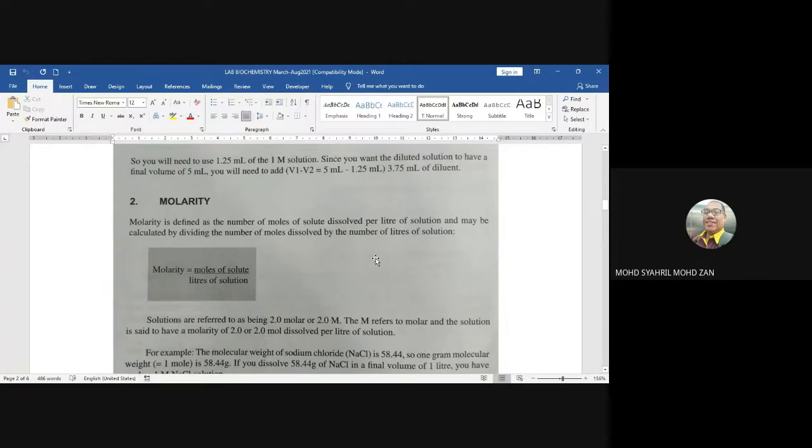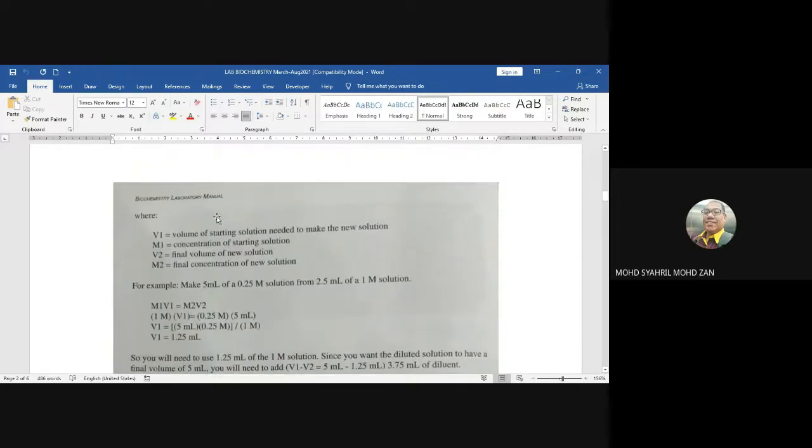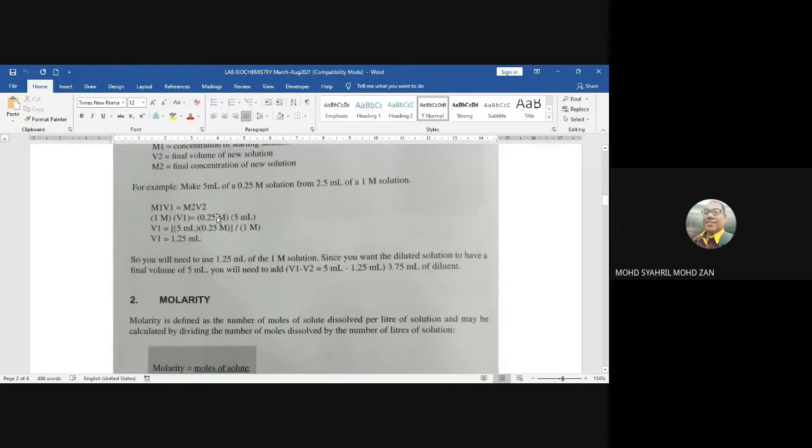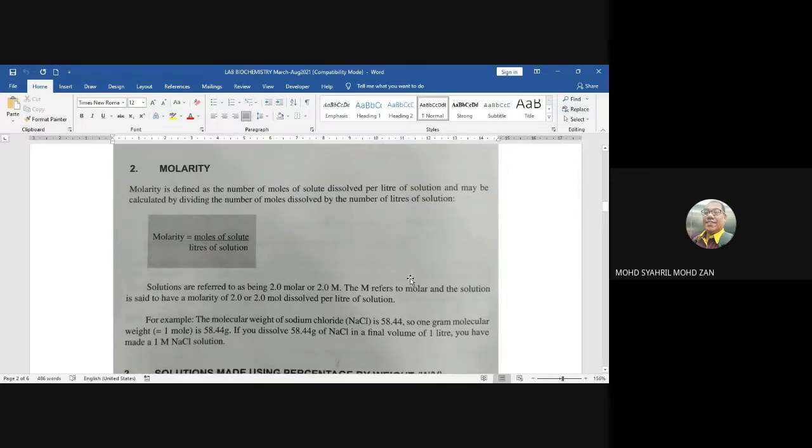Boleh? Okay. So yang ini awak dah tahu M tu apa, kalau M1 V1, M2 V2. Tapi apa itu M? M tu adalah berat molekul tu kita masukkan dalam satu solution, let's say 1 liter. Apa awak dapat? Sebagai 1 molar.